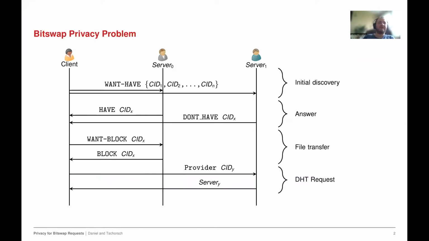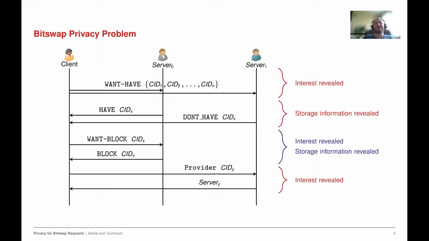Now here you can see the Bitswap process. We have at the beginning an initial discovery phase, answer, file transfer, and if we can't find the specific CID in our neighborhood, we have the DHT requests. The problem here is all those somehow leak information. On the one hand, what one person is interested in, on the other hand, what another person stores. For our presentation, we use client as the one that is requesting information and server for all other peers.